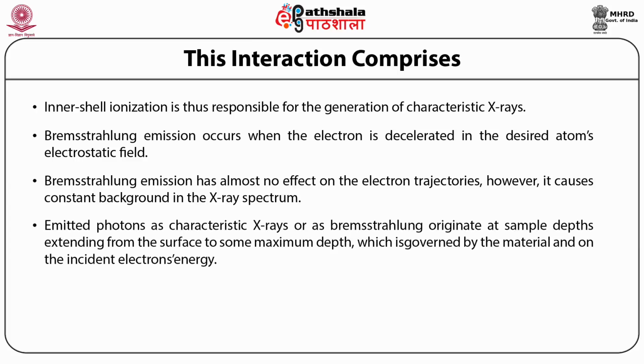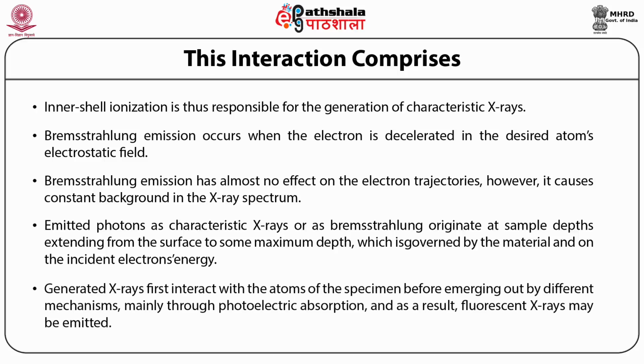Emitted photons, as characteristic X-rays or as Bremsstrahlung, originate at sample depths extending from the surface to some maximum depth, which is governed by the material and on the incident electron's energy. Generated X-rays first interact with the atoms of the specimen before emerging out by different mechanisms, mainly through photoelectric absorption, and as a result, fluorescent X-rays may be emitted.